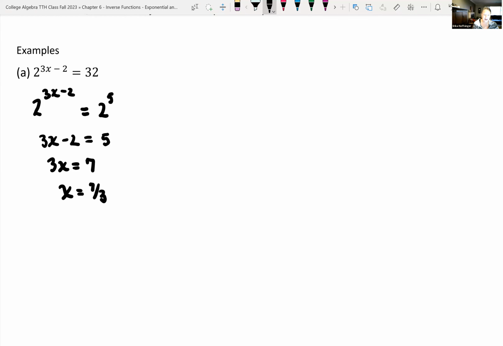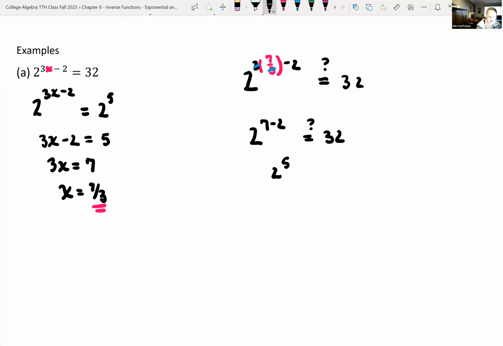And so you can always go back and check these, right? Wherever we see an x, let's replace that with 7/3. So we have 2 raised to the 7/3 power times the 3 out front, minus 2. Is that really equal to 32? Let's simplify the exponent. I notice I have a 3 in the numerator and the denominator, so that's canceling. And so we're left with 7 minus 2 as our exponent. Is this equal to 32? Yeah, 2 raised to the 5th power is 32.